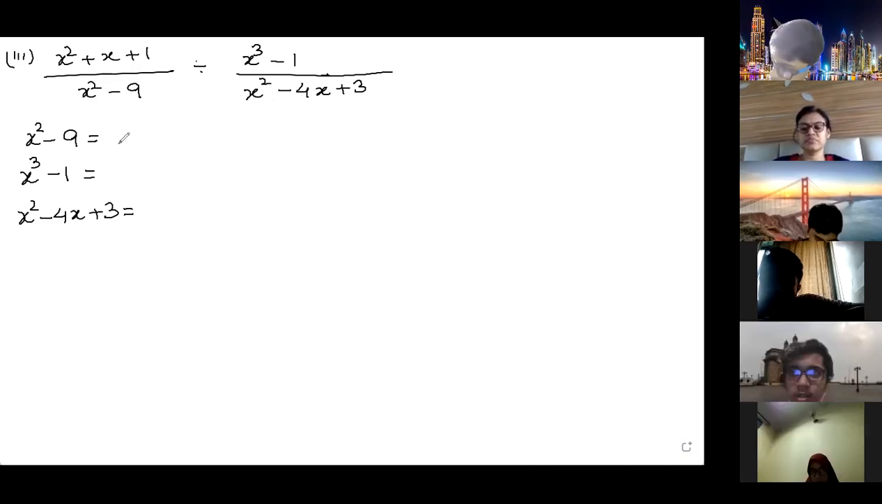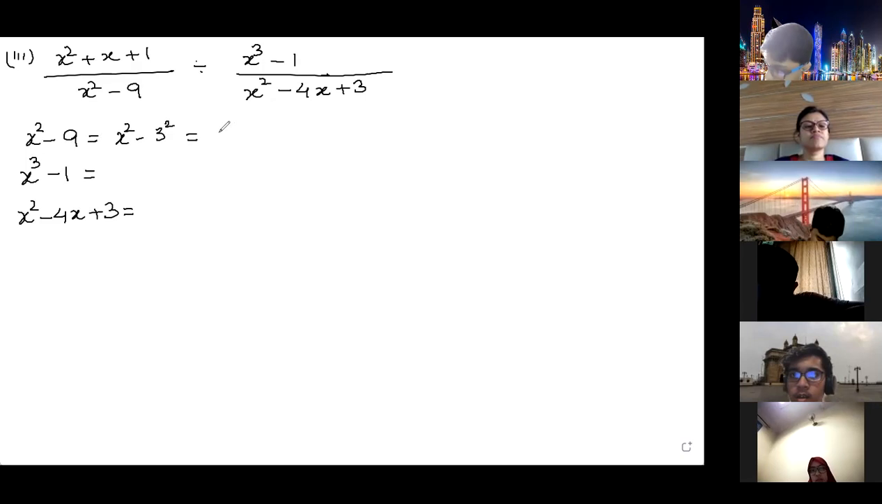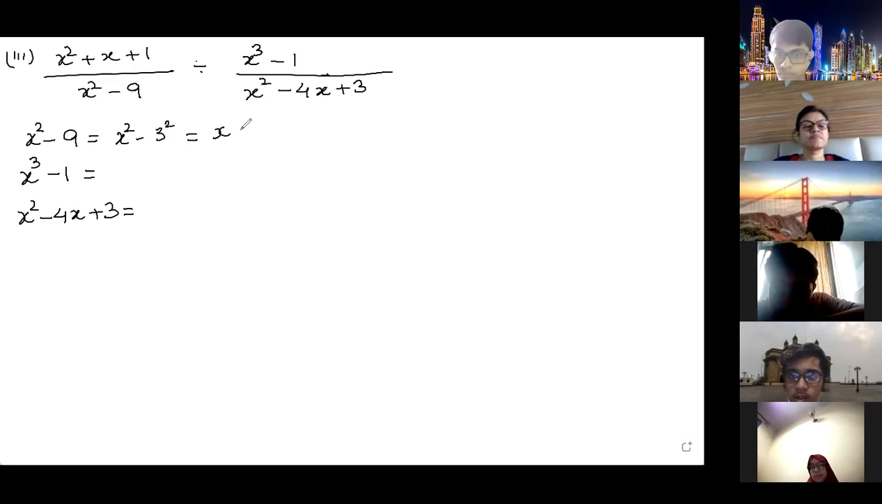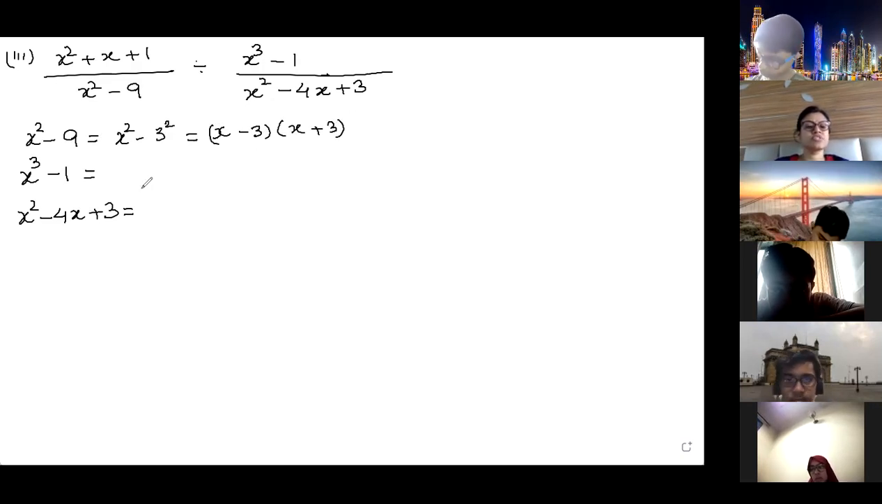Ma'am, I need to do it. It is a formula. Just apply the formula. Okay, x square minus 3 square, equals x minus 3 into x plus 3. So this is the answer for x square minus 9.